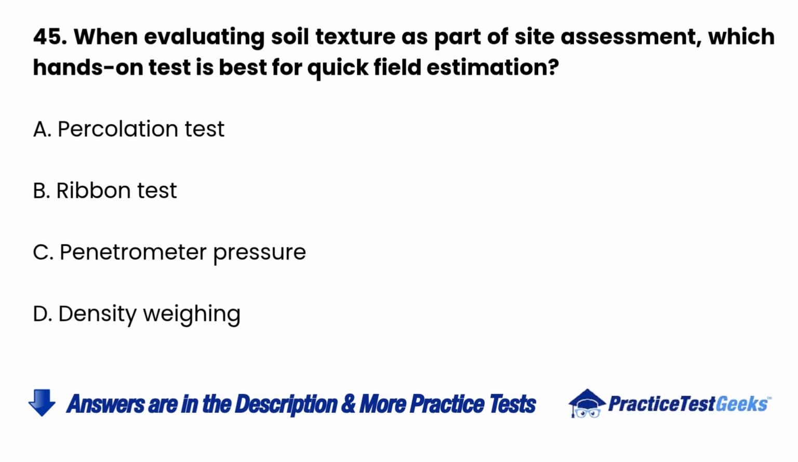45. When evaluating soil texture as part of site assessment, which hands-on test is best for quick field estimation? A. Percolation test. B. Ribbon test. C. Penetrometer pressure. D. Density weighing.